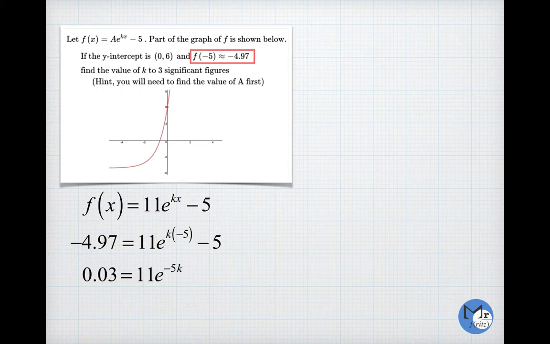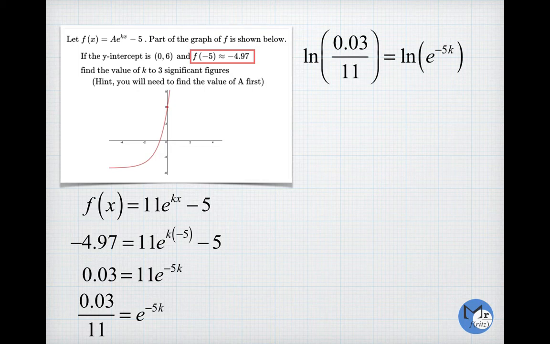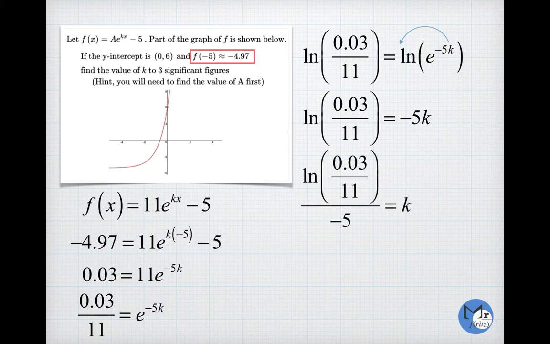We'll divide both sides by 11, and now I'm at the point where I'm ready to take the natural log of both sides so that I can solve for this exponent. I'm going to use my power property and bring that negative 5k out in front of this natural log, and since the natural log of e is equal to 1, this whole equation equals negative 5k. Finally, I'll divide both sides by negative 5, and I've gotten k all by itself.